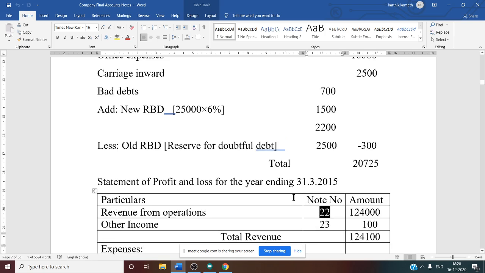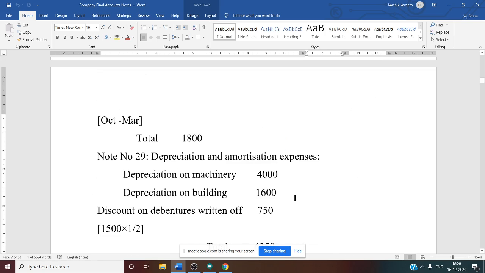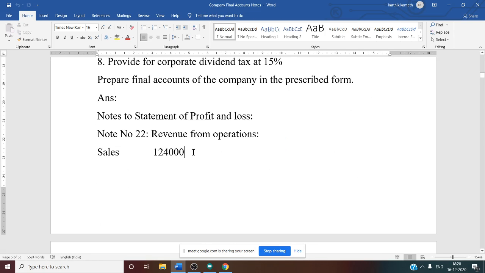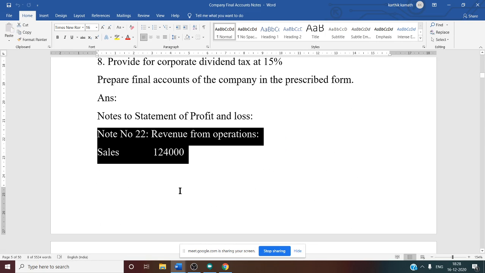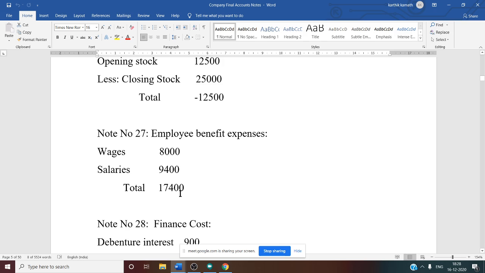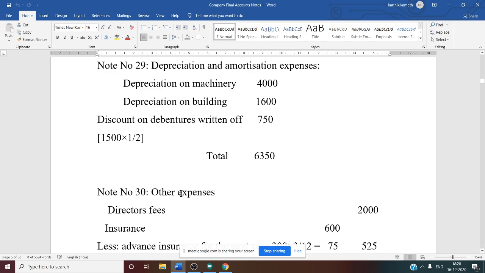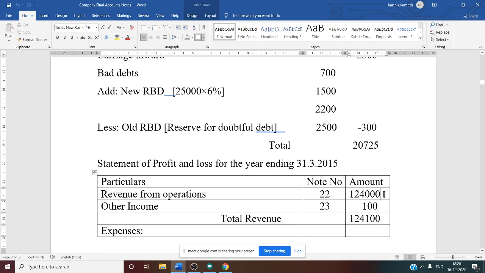So we have to see the 22 working note. Where we have done the 22 working note, here we have taken, see this 1,24,000. So write that amount, that's it. So write the working note name, note number, and see the working note total amount and write that amount. So 1,24,000 we have written.